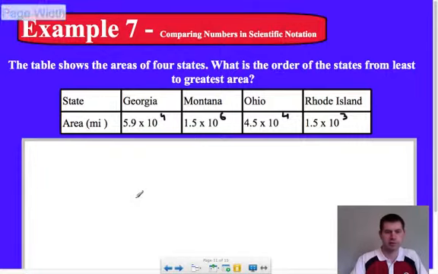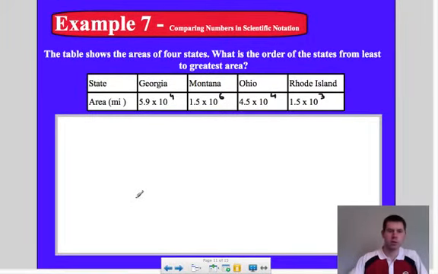Alright, let's look at example 7 here. Ordering these, so I'm going to give you kind of the different ways to do this. So when I look at this, I have the states Georgia, Montana, Ohio, and Rhode Island, and they have an area provided here in scientific notation. Now I want to put these in least to greatest.